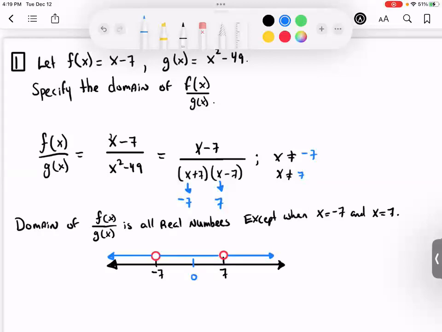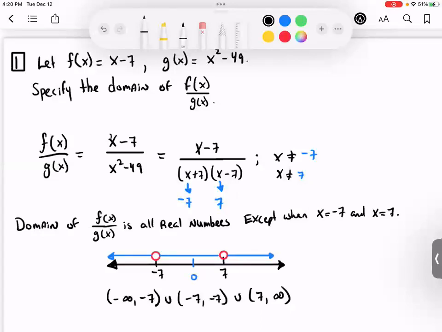So from this visual, it should help to write the domain in interval notation, right? The first piece from left to right would be negative infinity to negative 7, right? So using interval notation, negative infinity to negative 7. Union, everything in the middle, so negative 7 to 7. Union 7 to infinity. So there's your domain in interval notation here.